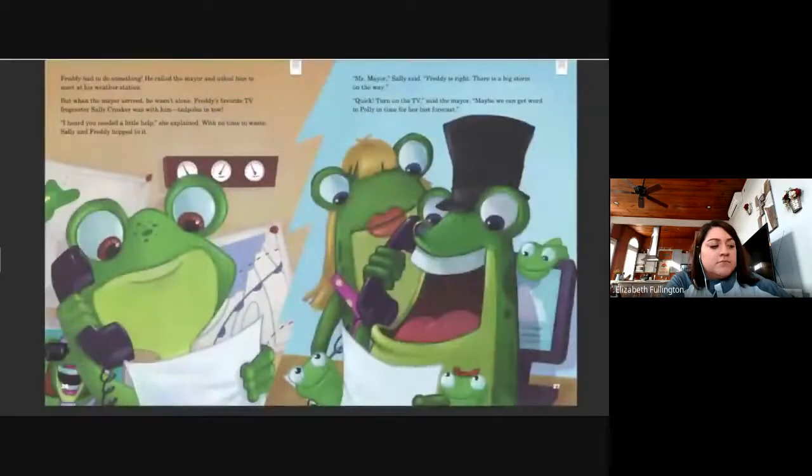Freddie had to do something. He called the mayor and asked him to meet him at the weather station. But when the mayor arrived, he wasn't alone. Freddie's favorite TV frogcaster, Sally Croker, was with him, tadpoles in tow. "I heard you needed a little help," she explained. With no time to waste, Sally and Freddie hopped on it.